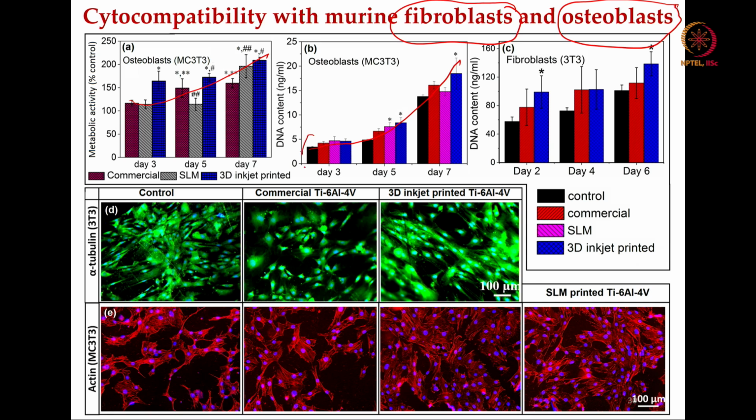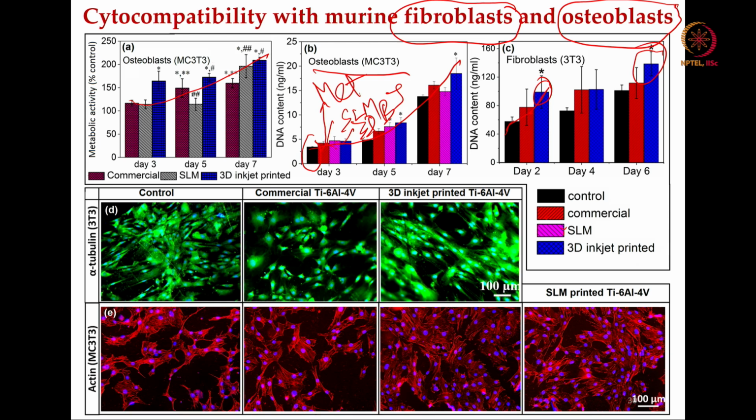This is for these 4 different materials. One is the control, this black box, this is the commercial, that is metallurgically processed. Then the commercial SLM, that is selective laser melted, and this is the 3D binder jet printed structures. This is for the osteoblast cells and this is for the fibroblast cells, and you can see the 3D binder jet printed structure has similar or even statistically higher number of cells compared to the control, or the commercial samples.